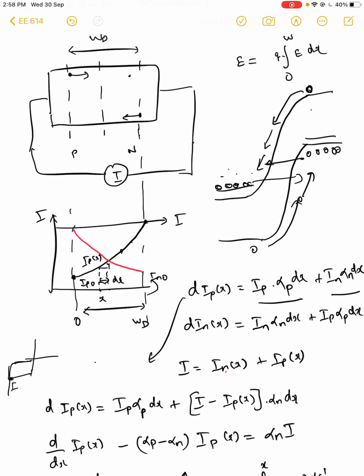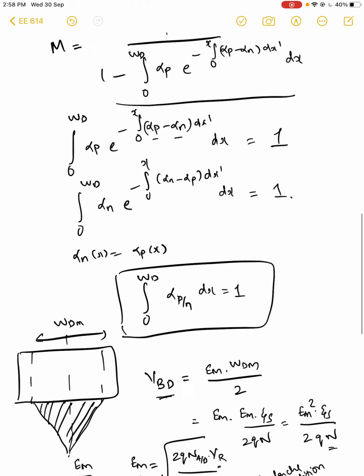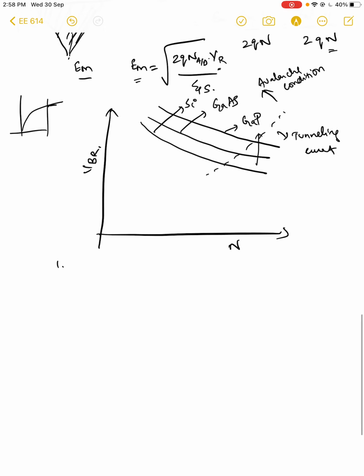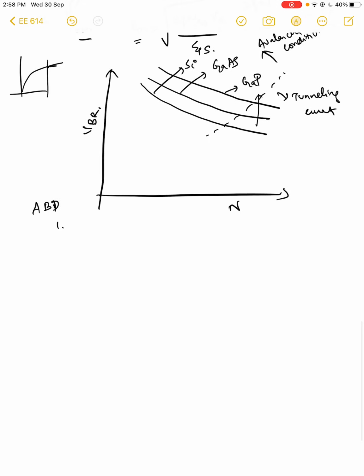So to summarize, you have an avalanche breakdown. One, it decreases with increased doping density. Two, it increases with band gap, in the sense that materials with higher band gap have a higher breakdown potential.